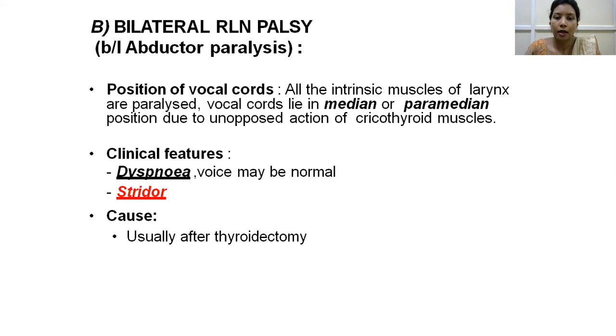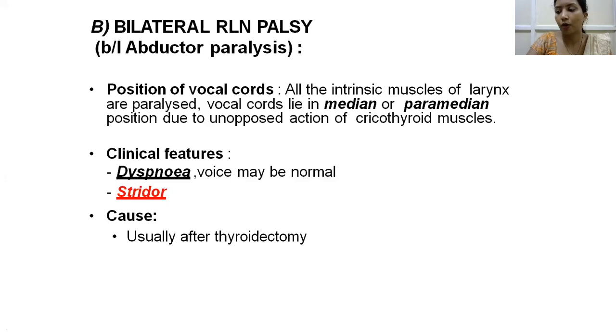As there is an unopposed action of cricothyroid muscles on both the sides, this will dangerously narrow the distance between the vocal cords and reduce the glottic chink. That is, even during a deep inspiration, the vocal cords are not going into full abduction. So there is a very narrow glottic chink. This will automatically lead to dyspnea and stridor, which is a very grave complication. Voice will be more or less normal because if the cords are in median position, phonation will be normal.